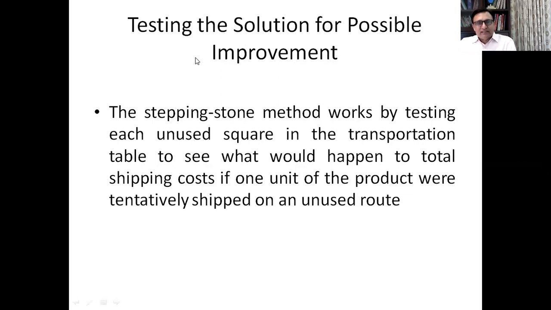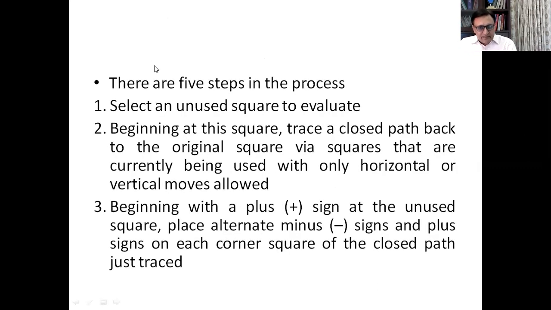As far as stepping stone method is concerned, it works by testing each unused square. Both these methods, either modified distribution method or stepping stone method, work by testing each unused square in the transportation table to find out the possibility of decreasing the cost. There are 5 steps in the process which we will be studying to find out the optimality of the solution which we have got through the 3 methodologies of least cost entry method, northwest corner method, or Vogel's approximation method.